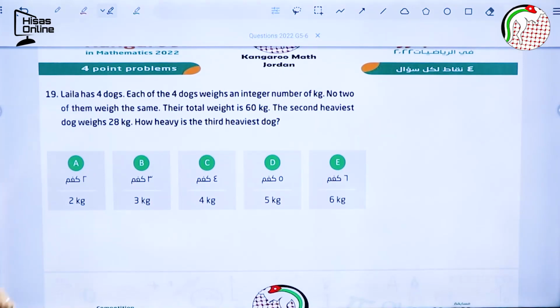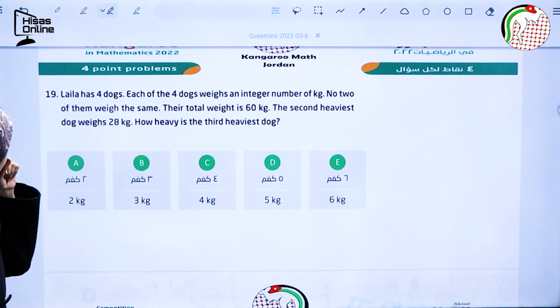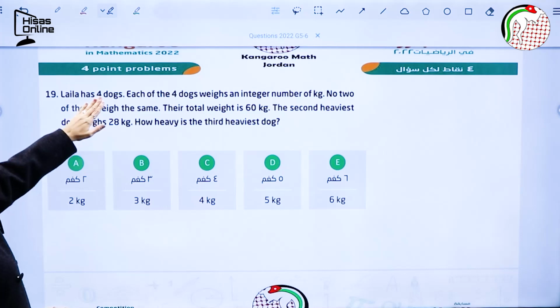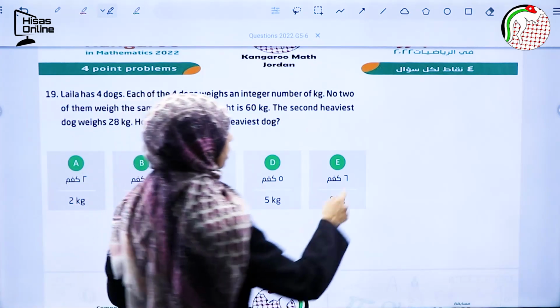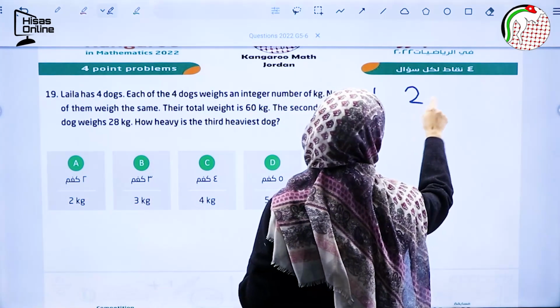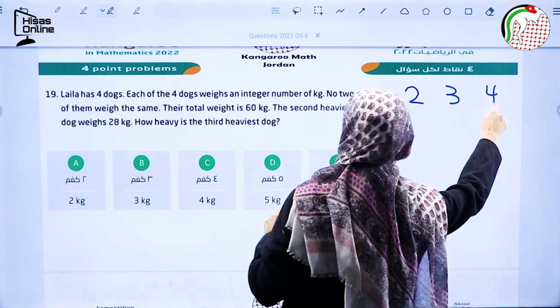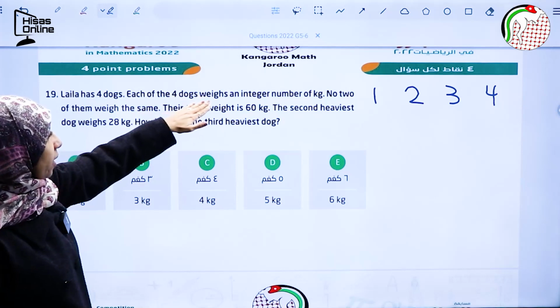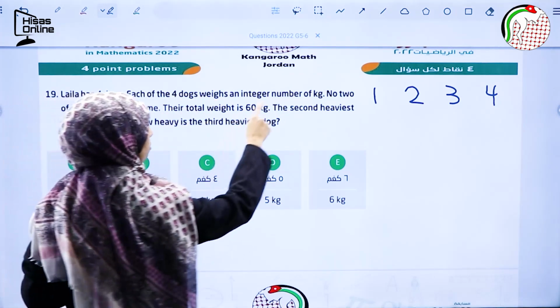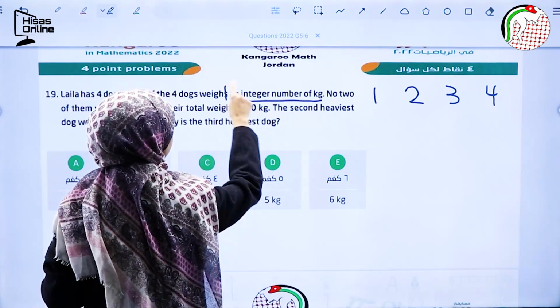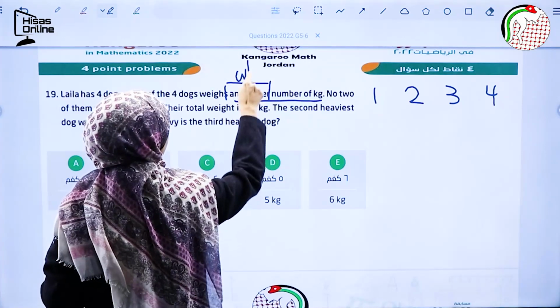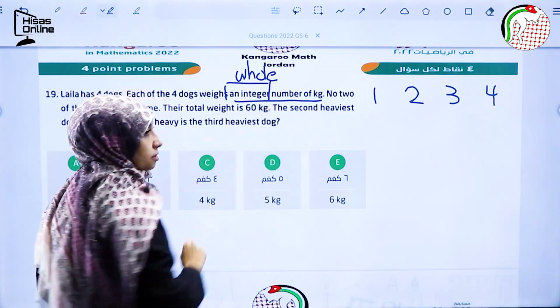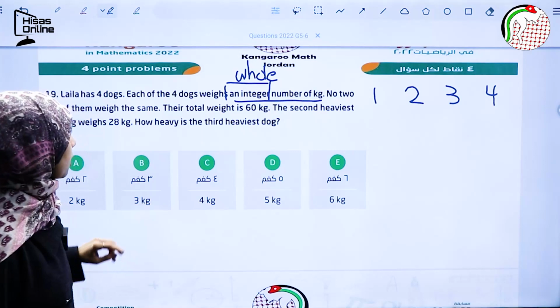Here we don't have pictures. Now let's see. Layla has 4 dogs. So I have dog number 1, number 2, number 3, and number 4. Each of the 4 dogs weighs an integer number of kilograms. Integer means I must have a whole number. We don't have fractions of kilograms.